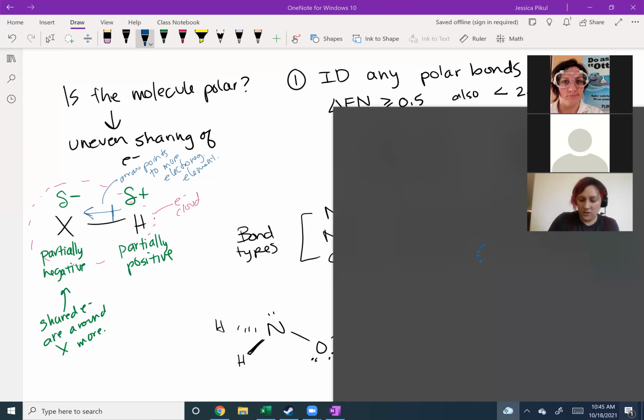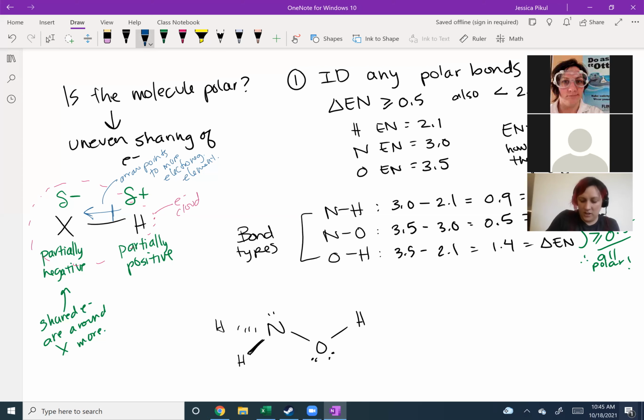So my hydrogen was less electronegative than my oxygen. So I'm going to have the plus end of the arrow by the hydrogen, and it's going to point at the oxygen. My nitrogen was less electronegative than my oxygen, so I'll have it point to the oxygen again. And my nitrogen-hydrogen bonds, the hydrogens were less electronegative and the nitrogen was more, so my arrows will point to that. So now I've identified all of my polar bonds. And I'll show you how else you can draw it.